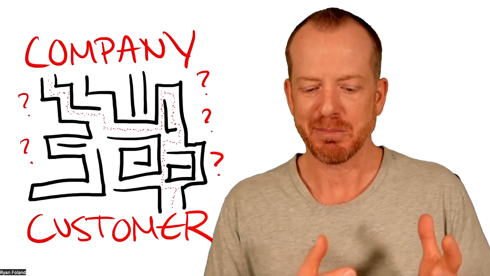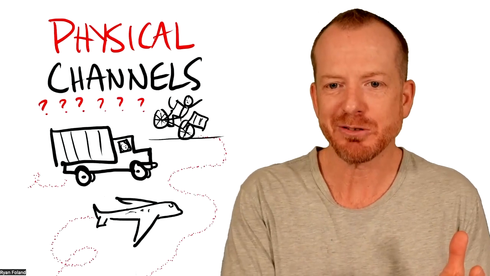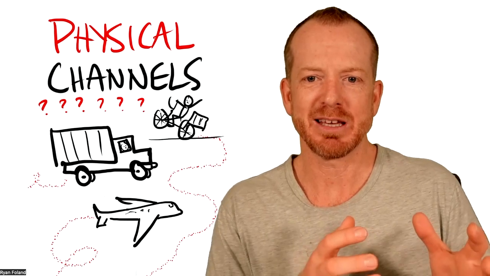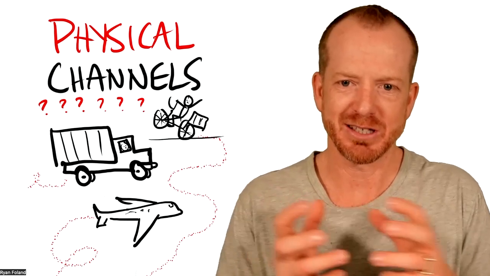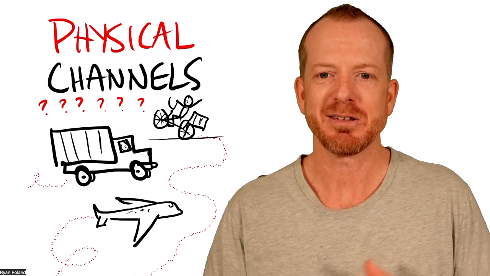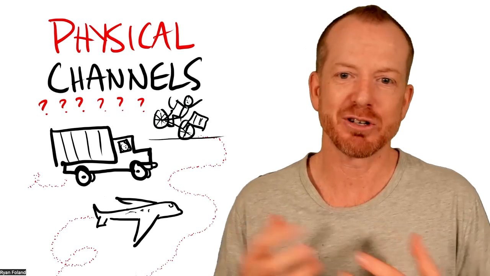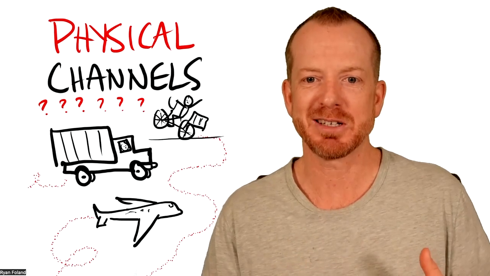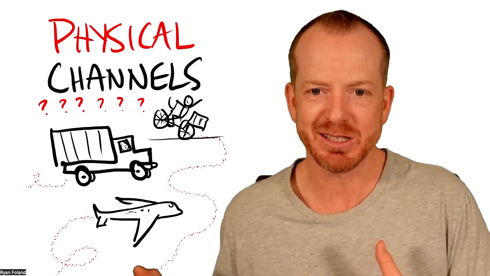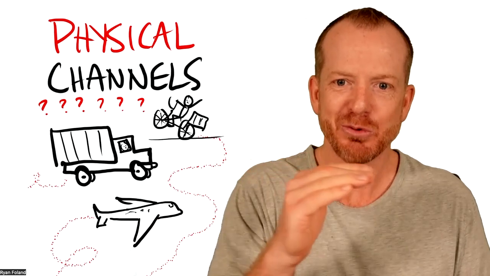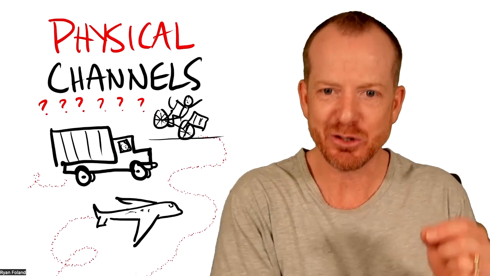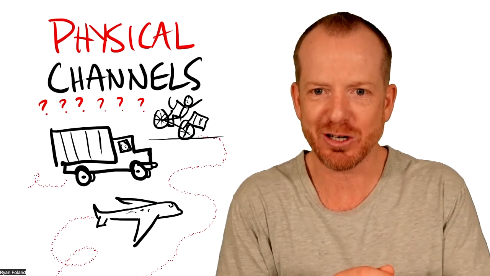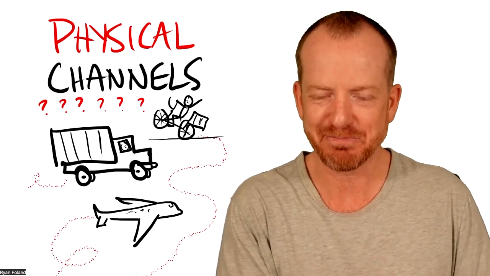Some people might have physical channels. So maybe they buy food and that's delivered to them. Maybe they purchase products and it comes on a truck to them. Maybe a physical channel could be something where a product from overseas comes in through a plane and then lands and is distributed through a physical channel, a truck, and then it ends up at your doorstep.